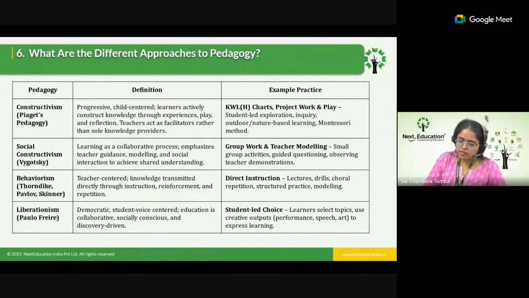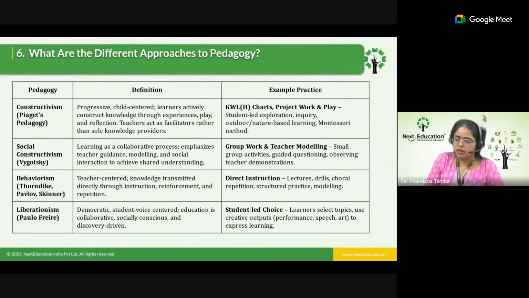So this is again child centered. Learners construct knowledge through their own experiences and play. It all depends on the teacher, how she is making the students face different experiences and play, and how she is making them reflect. So the main key point is that teachers are the facilitators here. They are not just the knowledge providers, but the ones making the students construct the knowledge. How can this be done? Using KWL charts.